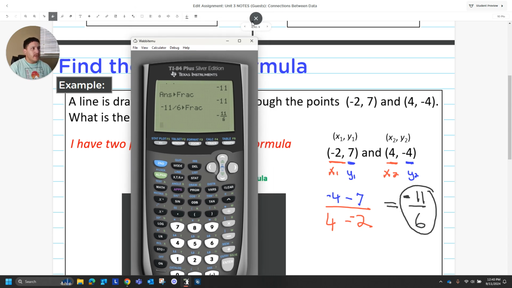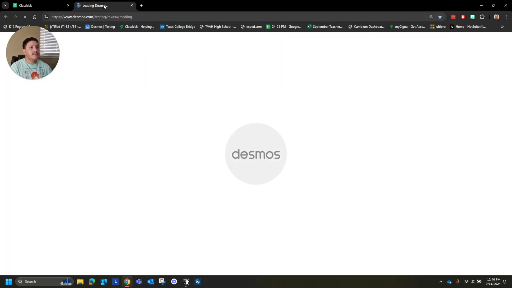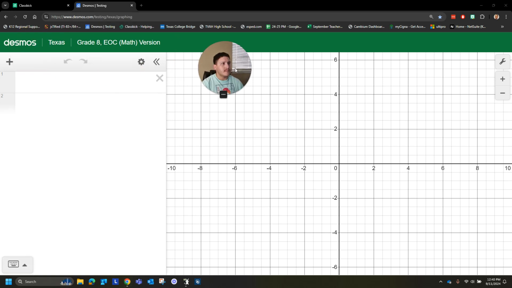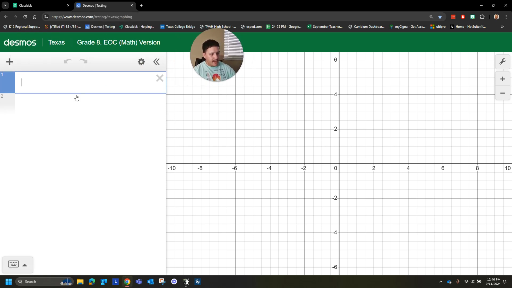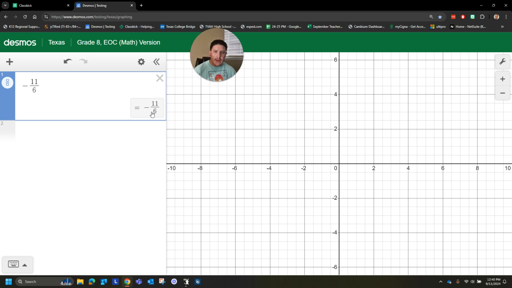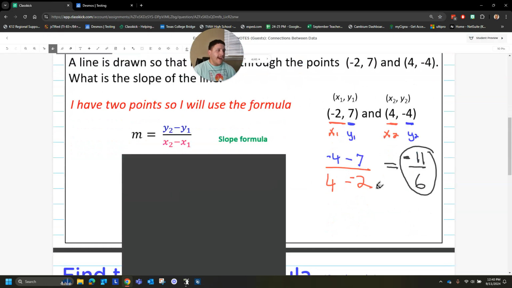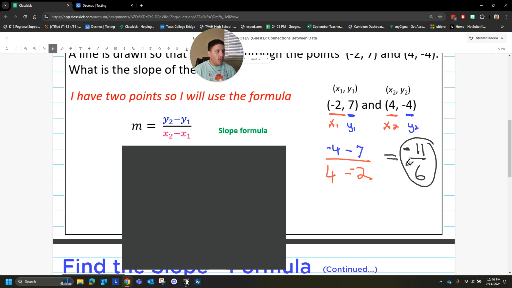If you want to do this using Desmos, I'm going to type in negative 11 divided by 6. And then I'm going to click on this fraction symbol right here on the left to highlight it and turn it into a fraction. And again, I notice it's in its lowest reduced form. So my final answer is negative 11 over 6. Doesn't really matter where the negative is as long as it's on one of those numbers.